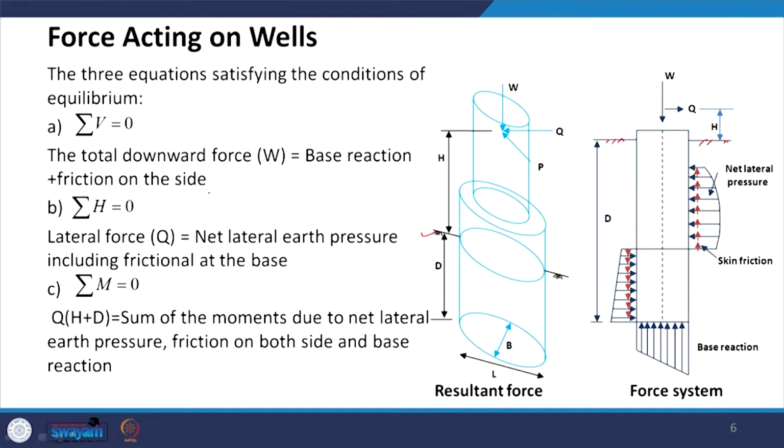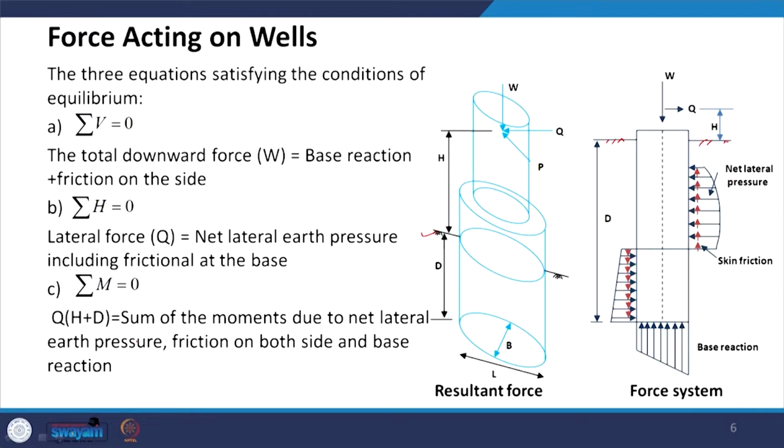And summation of M equal to 0 is simply Q multiplied by H plus D, where Q is the horizontal force and H plus D is this height. So, it is the sum of the moments due to net lateral earth pressure, friction on both sides and base reaction.